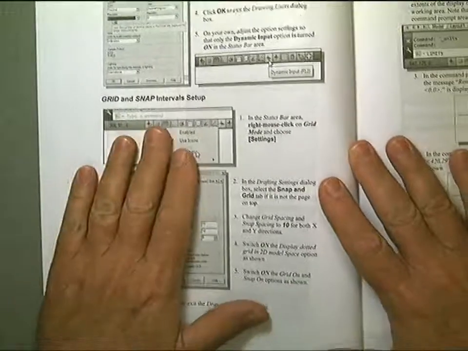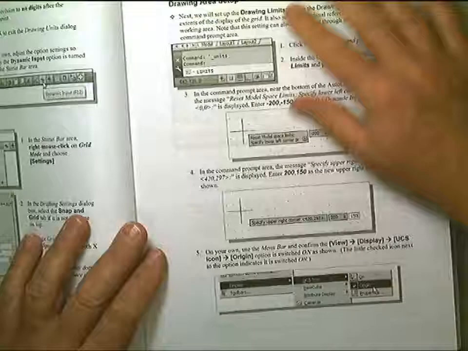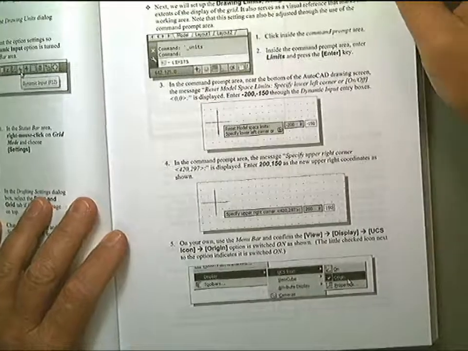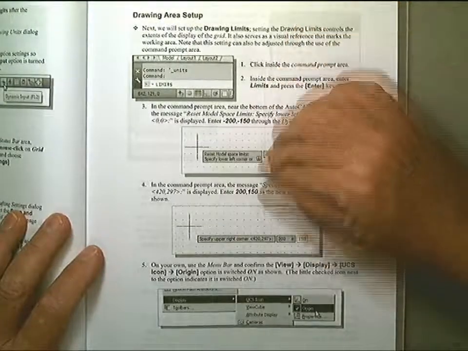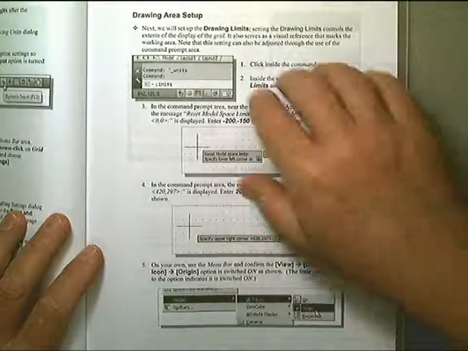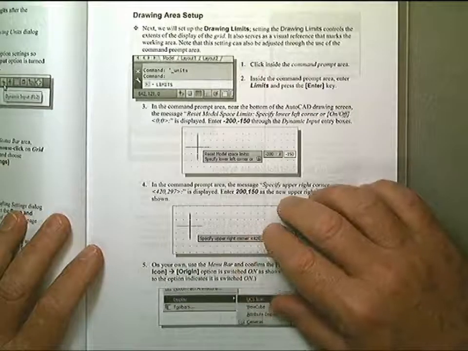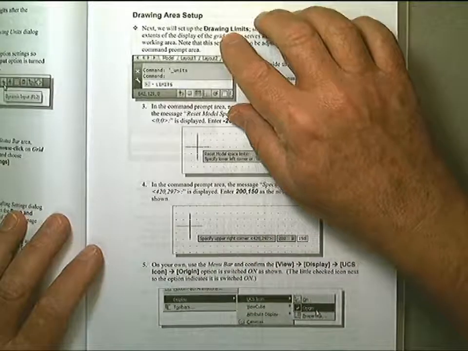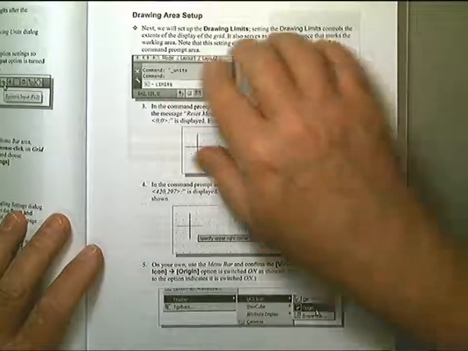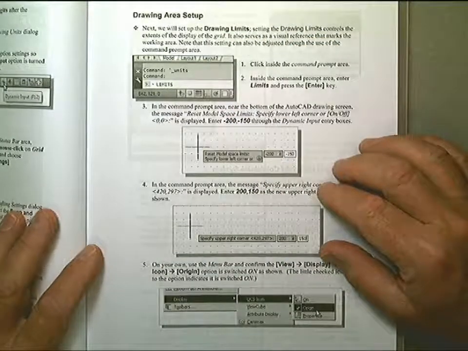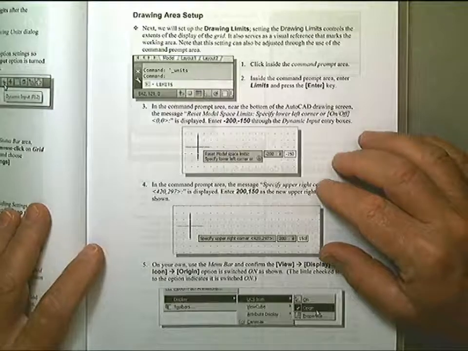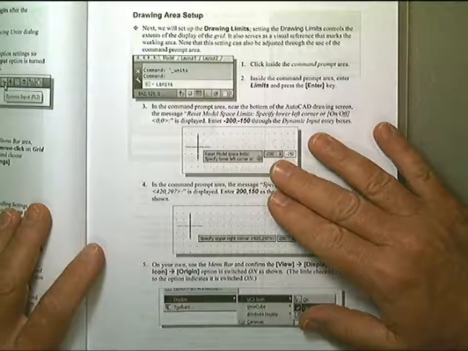Work through your grid and snap intervals. Your drawing setup area is very, very important. Follow this to the letter. Follow this very closely. This creates the area that helps you display the grid. It also creates a space that will contain your project. And it's kind of like a sheet of paper over in the model space area.